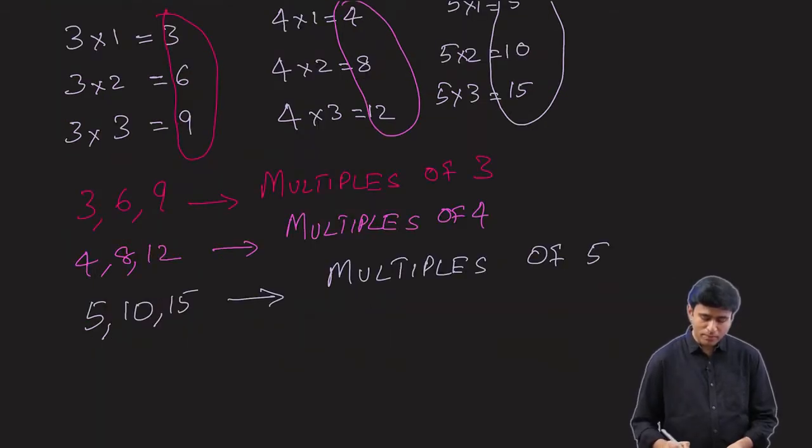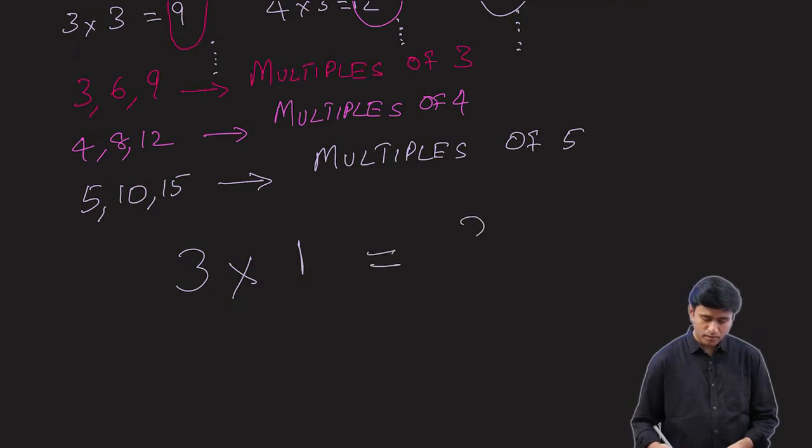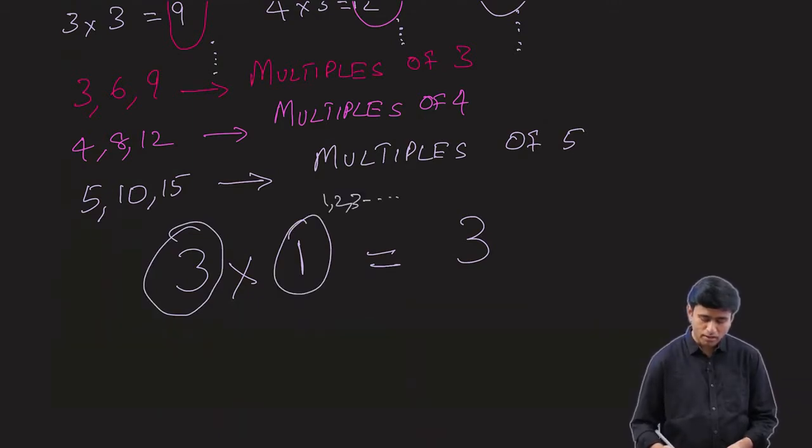3, 6, 9 are multiples of 3. But as you can see, we can have many more numbers. All the numbers in the 3 table are multiples of 3 and so on, even for 4, even for 5. So, if you take any number and multiply it with any natural number, the product becomes the multiple of that number. Natural numbers are 1, 2, 3, anything. Whatever product you get, that is the multiple of that number.